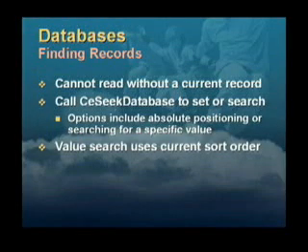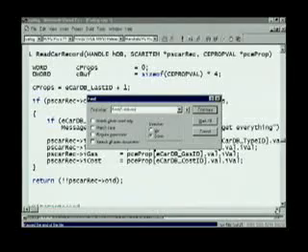So Tim's list has an order. He's already set the sort order to odometer value, so his records are sorted in order. And he's just going to, you want to show me? I only call CeSeekDatabase once. And I just seek to the beginning, 0.